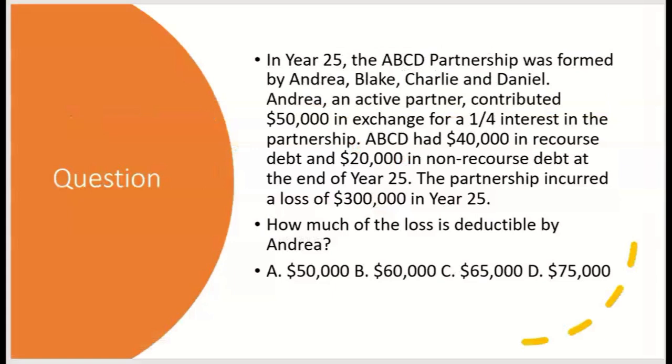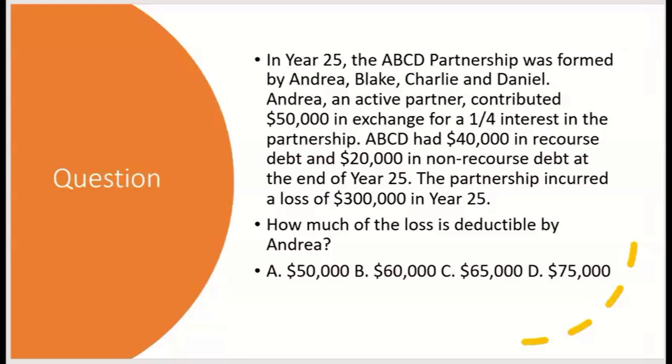Let's try this. In year 25, the ABCD partnership was formed by Andrea, Blake, Charlie, and Daniel. Andrea, an active partner, contributed $50,000 in exchange for a 1/4 interest in the partnership. What do they want to know? Well, the question's asking how much of the loss is deductible by Andrea. And so far, all we know is that Andrea contributed $50,000 and got a 1/4 interest.